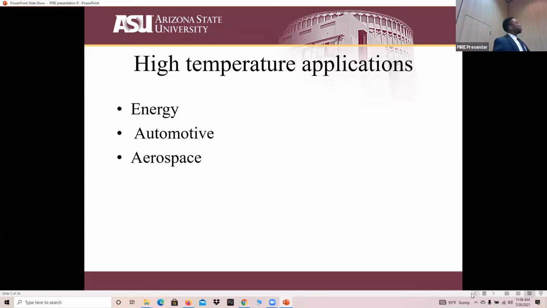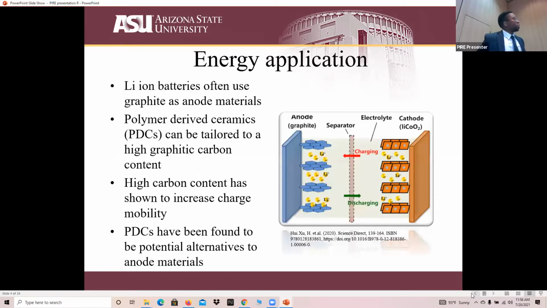So firstly, PDCs are often employed for high temperature applications in a number of different industries, namely in the energy industry, automotive industry, and aerospace industry. In the energy industry, I believe that most of us are familiar with the way lithium-ion batteries operate. Lithium-ion batteries have anode materials that often have graphite as their main constituents. Interestingly enough, PDCs can be synthesized in a way that they have a high carbon content in the form of graphite, thus making these materials potential alternatives as anode materials.